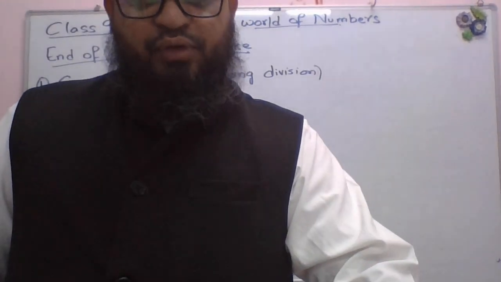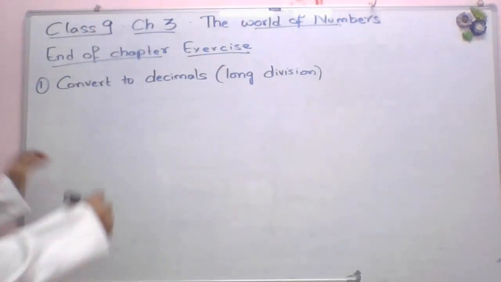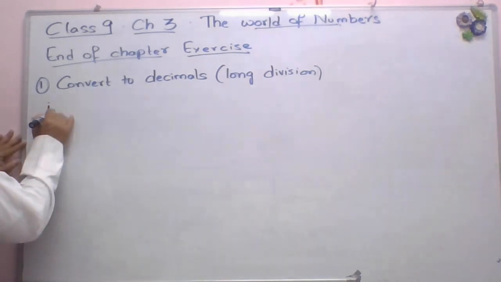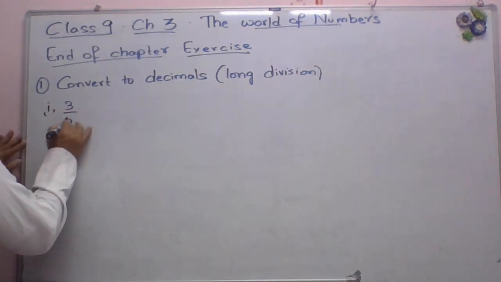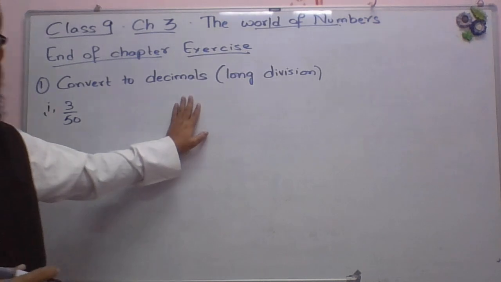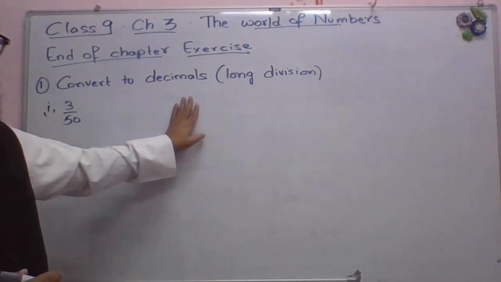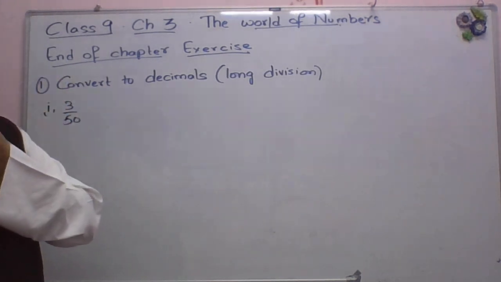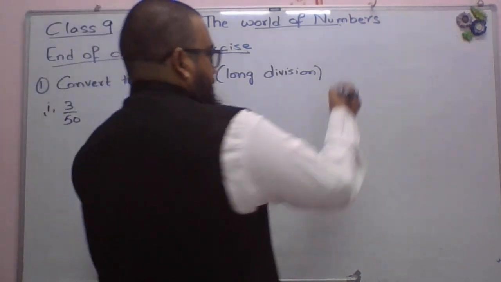So I believe the first number is 3 by 50. So the first one is 3 by 50. You have to convert into decimals. Okay. So here, before going to the actual problem, I want to explain you.